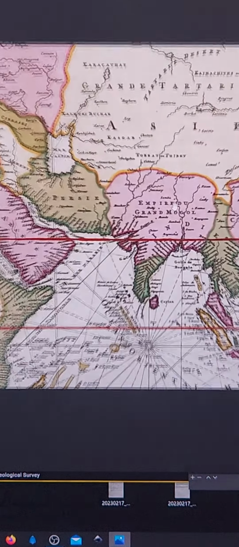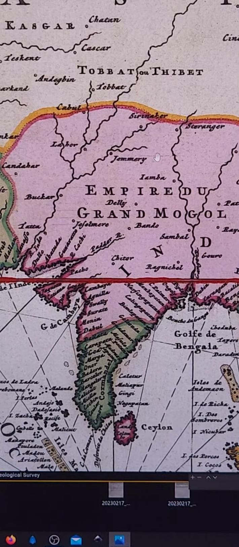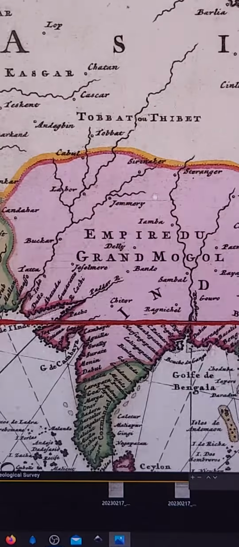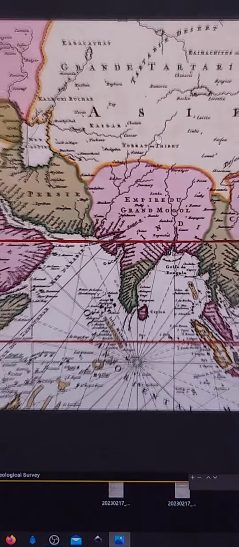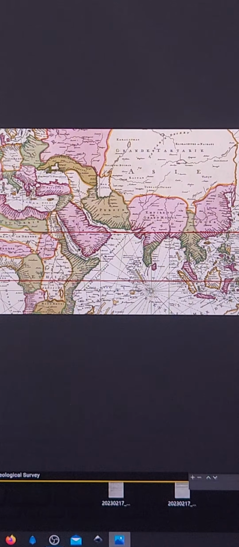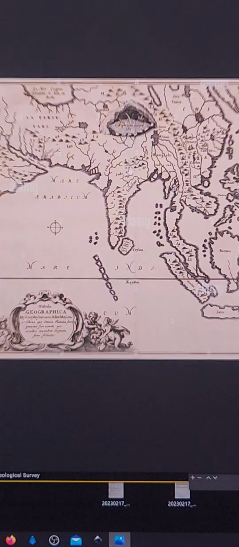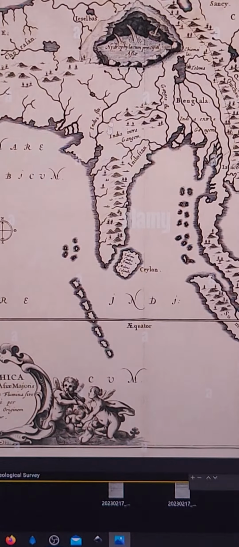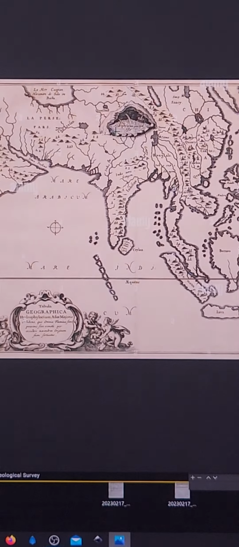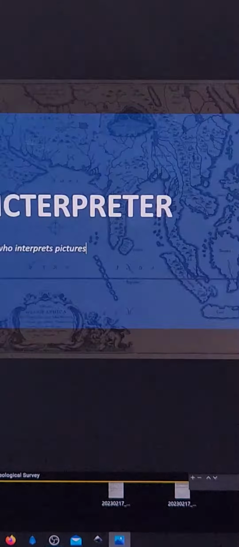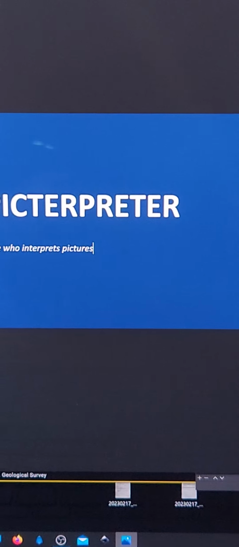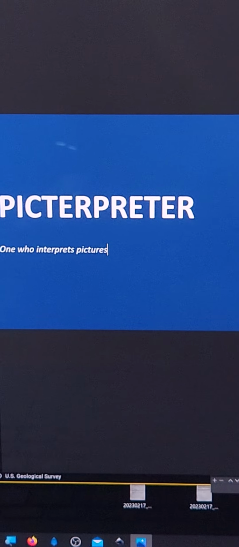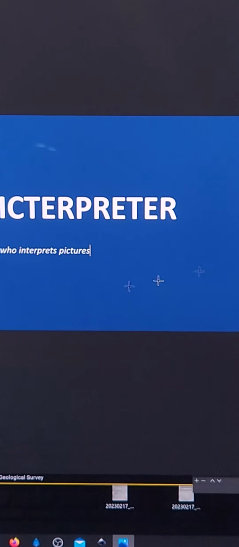Here's another close-up of India. No Himalaya. This is only 500-600 years ago. Where did the Himalayas come from? How can they be that young? Interpreter. One who interprets pictures. Let's have a look.